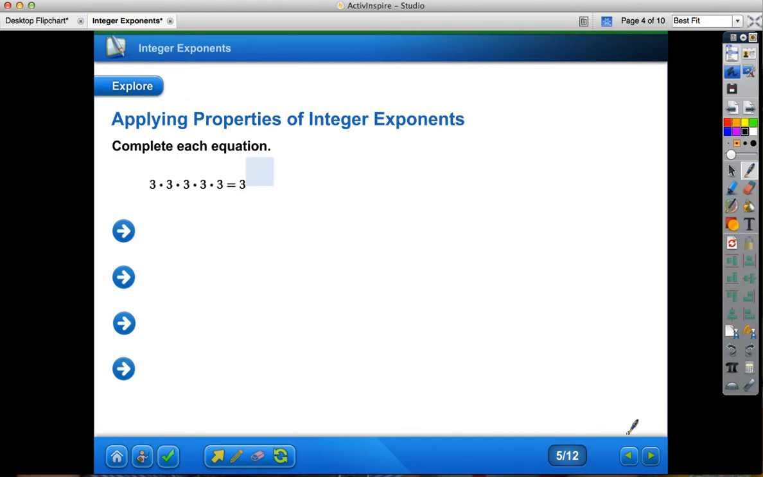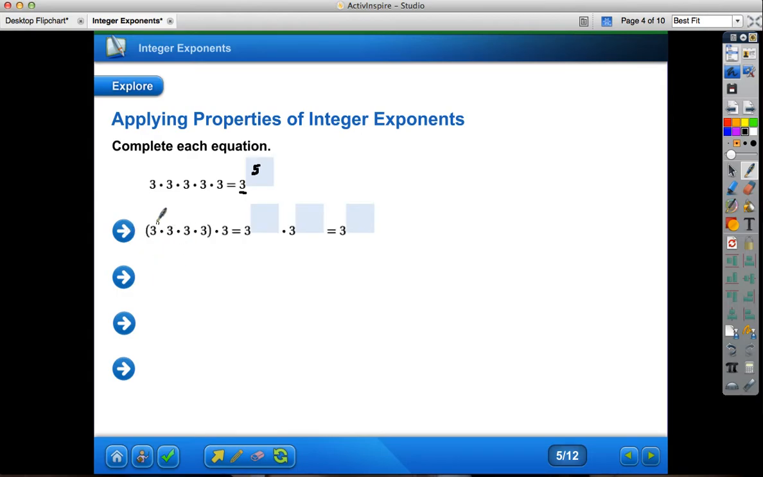All right, so now we're going to look at applying properties of integer exponents. So we're going to complete this equation. So we know that repeated multiplication turns itself into exponents. So we know that the number we're multiplying, in this case 3, becomes the base, and the exponent is how many 3's you have. So we have 1, 2, 3, 4, 5. So our exponent becomes 5.